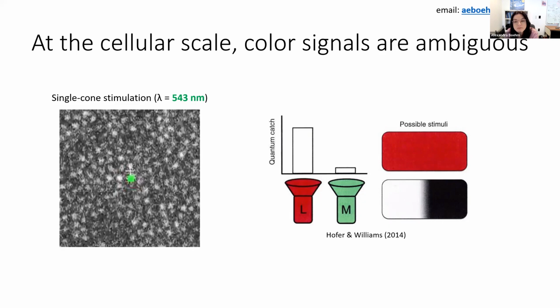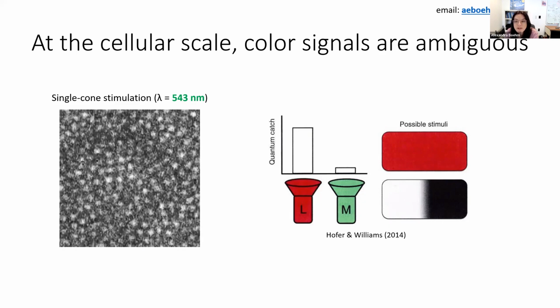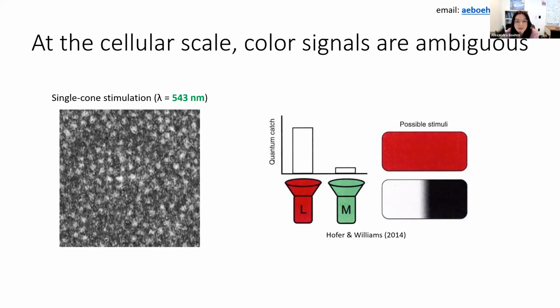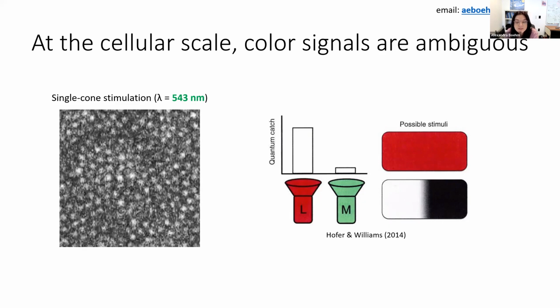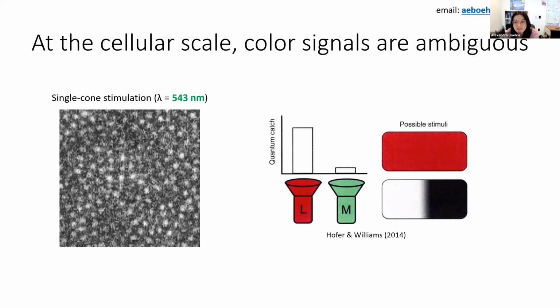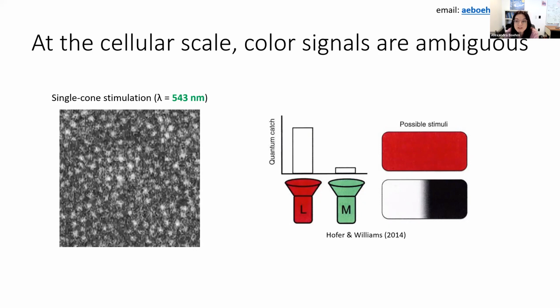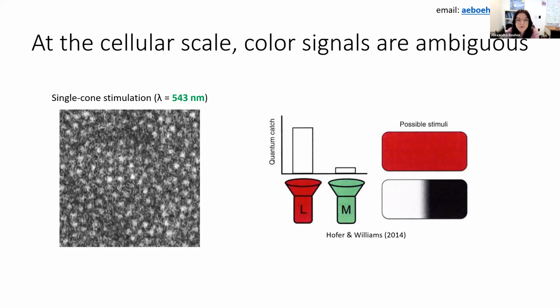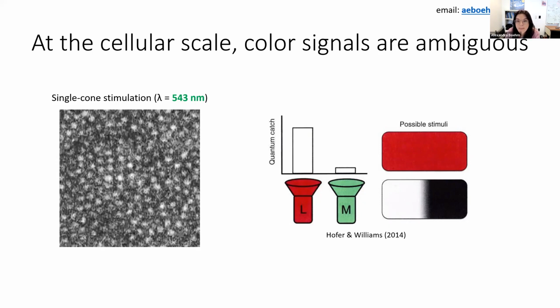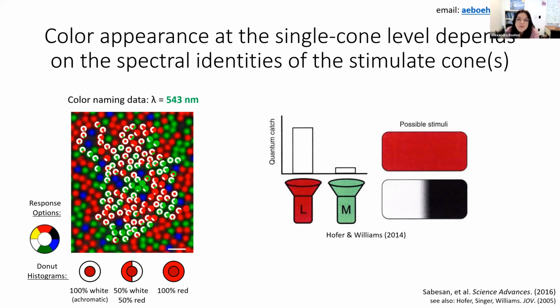But an equally reasonable interpretation of this cone activation pattern is a black and white edge. And this is because cone signals, of course, are univariant, and different stimuli can achieve essentially the same cone activations. We know from single cone color naming studies that in this scenario where a single receptor is stimulated, color appearance depends highly on the spectral identities of the stimulated cones.